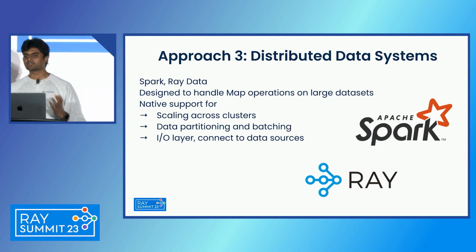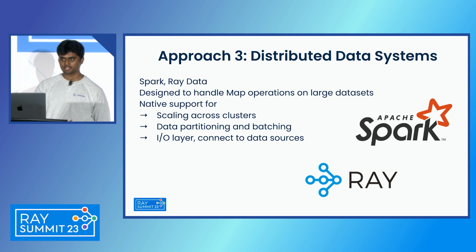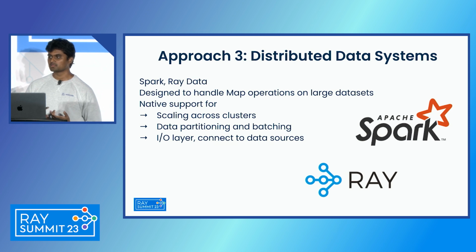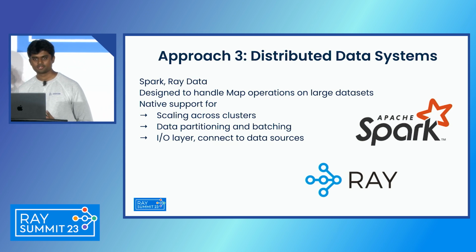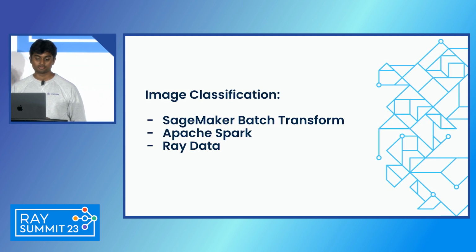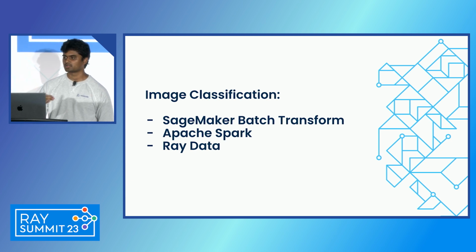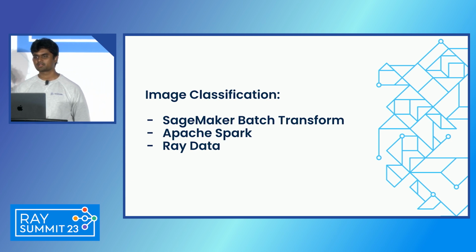So these are the three categories of solutions that we generally see for offline batch inference: using batch services, trying to use an online solution for the offline case, and actually using distributed data systems. So let's take a look. We're going to do a deep dive into three candidates out of this entire solution space. We ran an image classification benchmark comparing SageMaker Batch Transform, Apache Spark, and Ray Data.